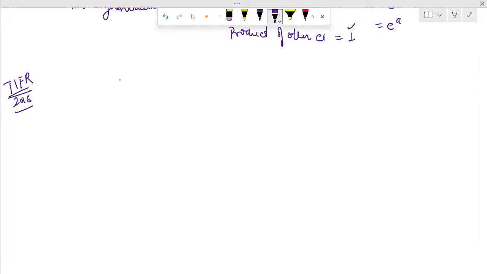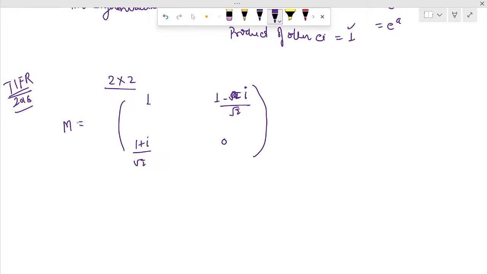The question was, given a 2 cross 2 matrix, a 2 cross 2 matrix was given to you. It was 1, minus root 2, 1 minus iota upon root 2, and you had this 1 plus iota upon root 2, and you had 0. Let's say this is your matrix M. It was asked what is the determinant of e raised to power M.